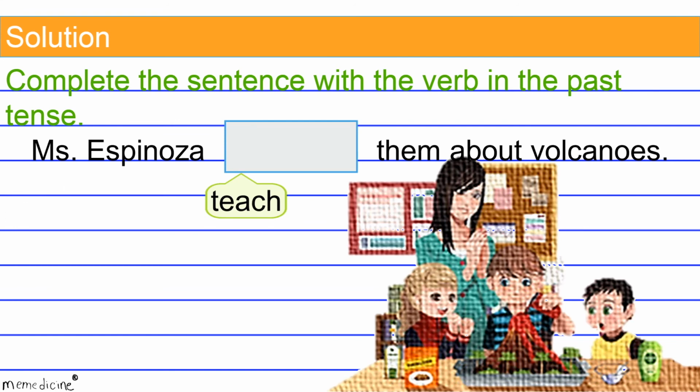All right, back to the original question. Now for the solution. Taught is the simple past tense verb form of teach. This is an irregular verb form, so you'll have to commit it to memory.